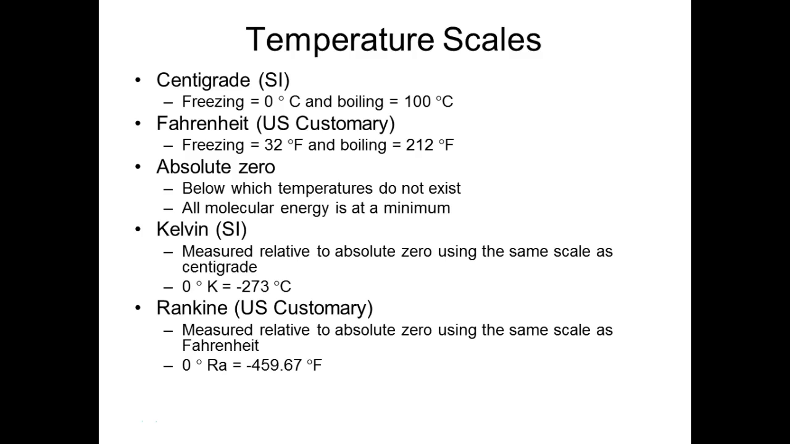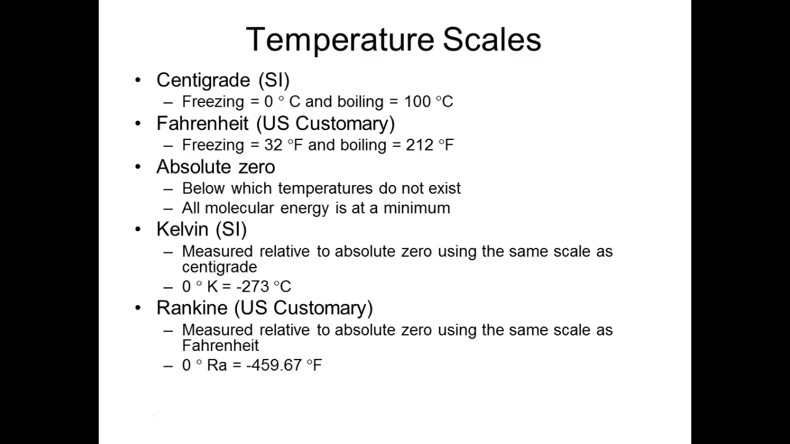So what is that number? Absolute zero on the Kelvin scale is 0. Absolute zero on the Rankine scale is 0. Well, that's what it would measure. It would measure 0. Anything above absolute 0 would be considered a plus temperature.